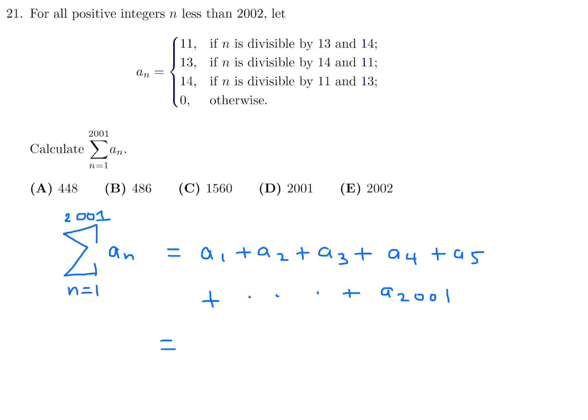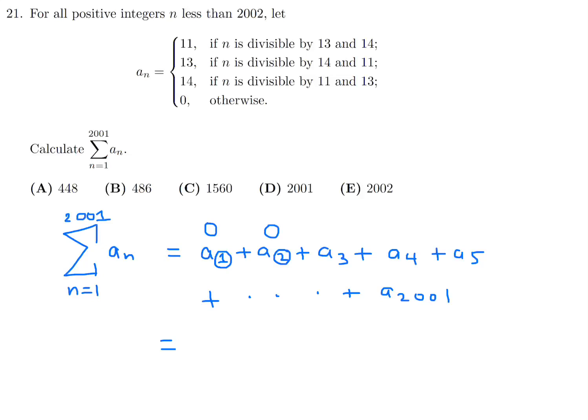So for example, a1, the 1 is what we're looking at. Since n is 1 in that case, is it divisible by any of these? Well, no, not even close, right? So it's 0. So a1 will have a value of 0. Similarly, a2, we're looking at n equals 2 now. Is n divisible by any of these? Again, not even close. So 0. And then similarly, you get the point.